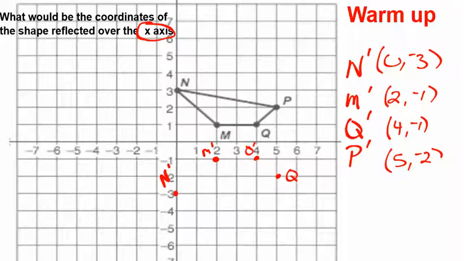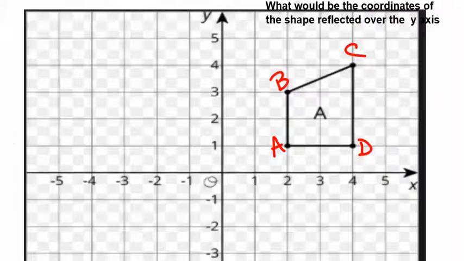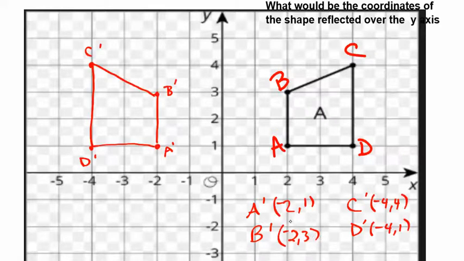All right, so you do this one. I want you to reflect this shape over the y-axis. I want to know what the coordinates of the reflected points of A, B, C, and D are. So pause the video and come back when you have your answer. All right, check your answers. Remember we're in quadrant 2 here. In quadrant 2, you're going to have a negative x and a positive y. So all of them should be a negative and a positive.